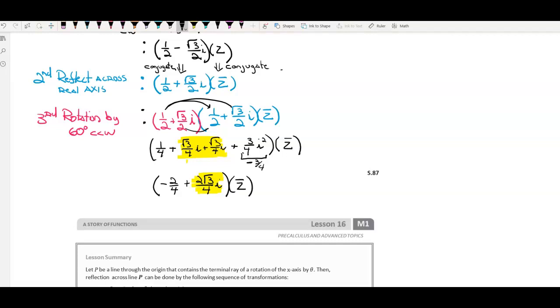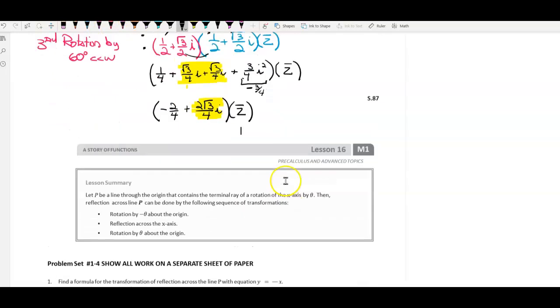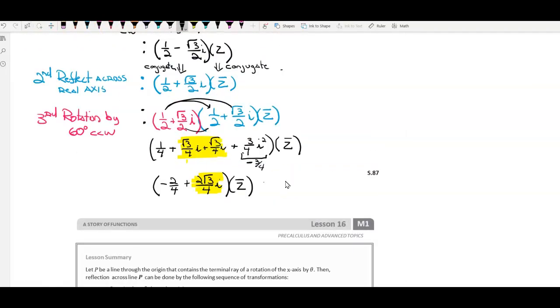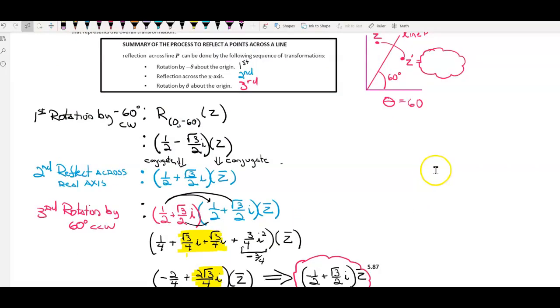Right? And then I got z. So our final answer now is negative 1/2 plus root 3 over 2i times the conjugate of z. Make sure that there's a conjugate sign there. Okay, I'm going to copy that up here.